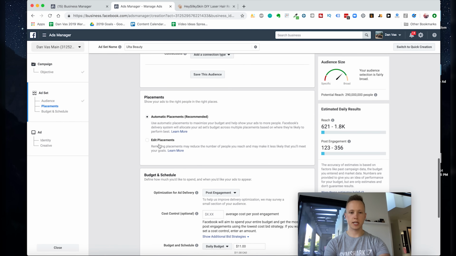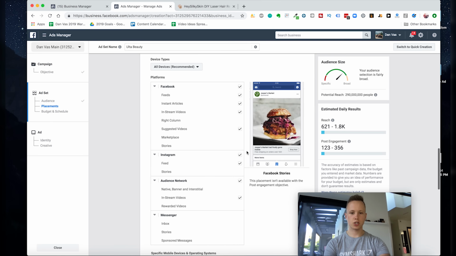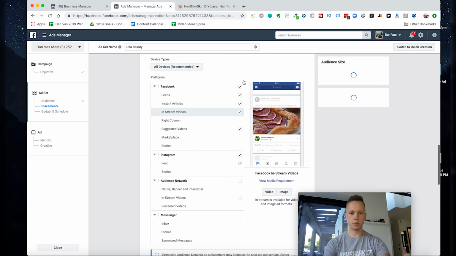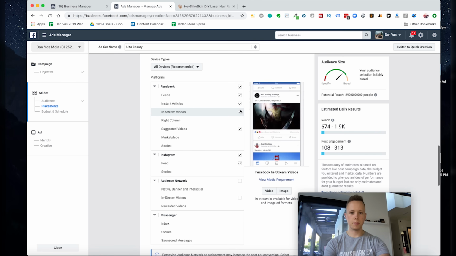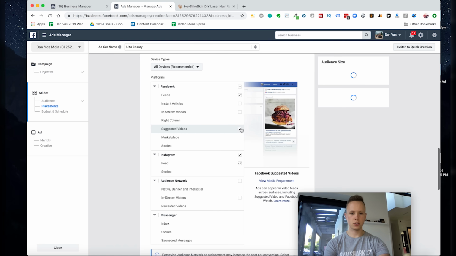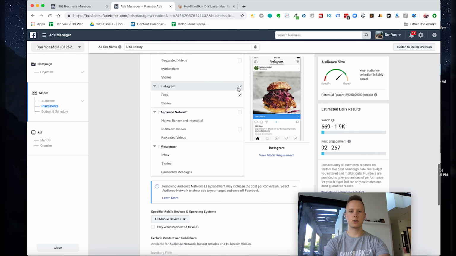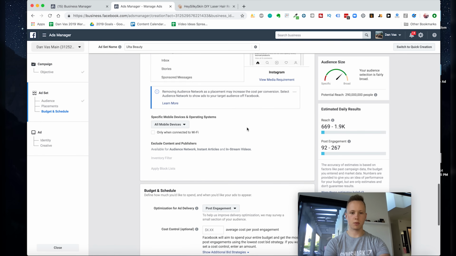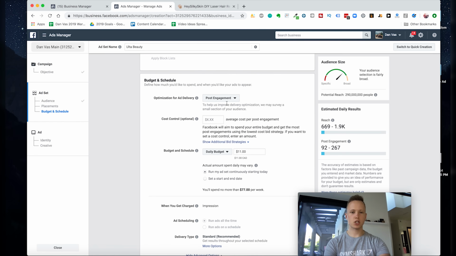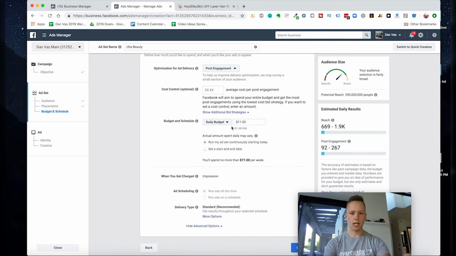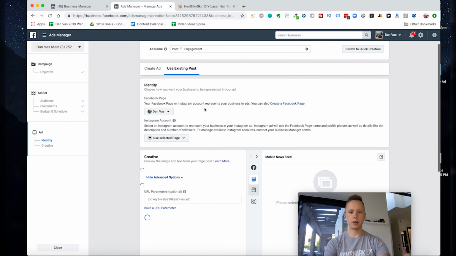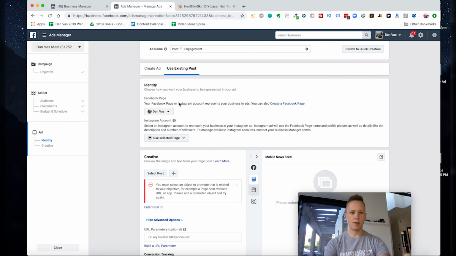We're going to start with edit placements here, and we only want our ad to show on the relevant placements. So it'd be Facebook feeds, and then we'll turn off in-stream videos, suggested videos. We just want it to be on the best real estate on Facebook, so that's literally the feed on Instagram or on Facebook. Now, optimization for ad delivery would be post engagement, and then for a daily budget, we'd do $10 for that ad set. Now we'd click continue. By the way, that's in CAD, but it would be $10 USD if you're in USD.